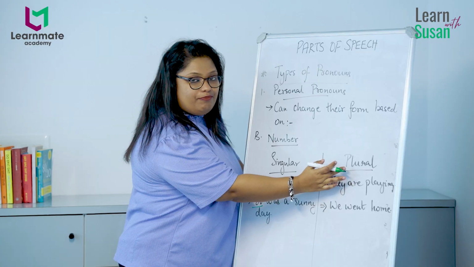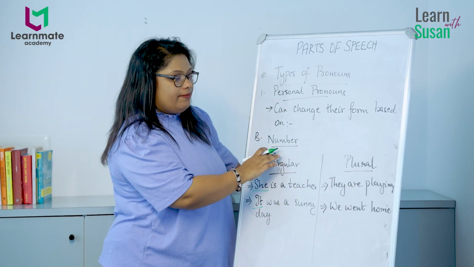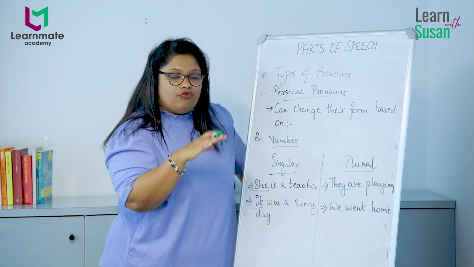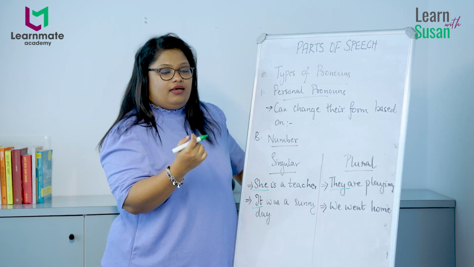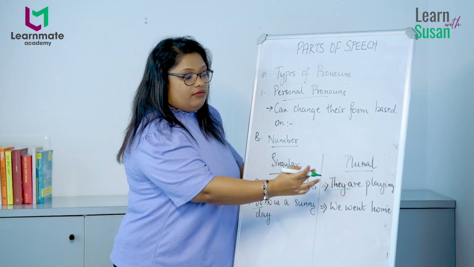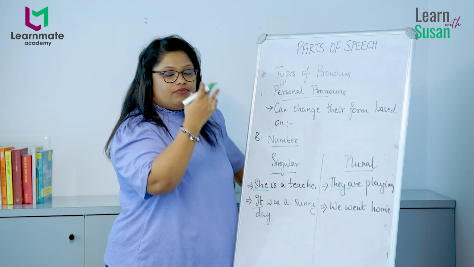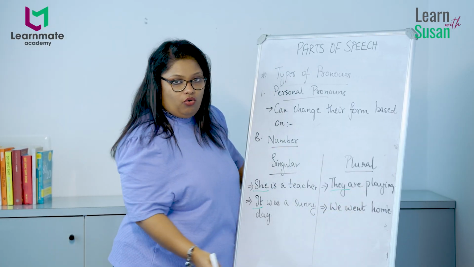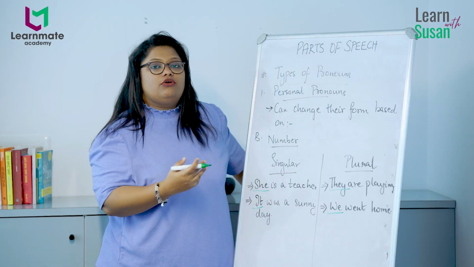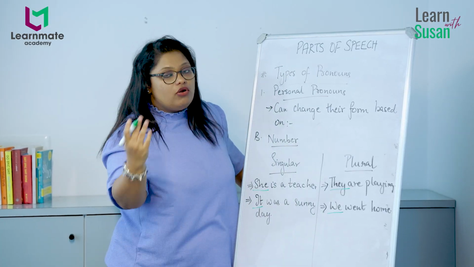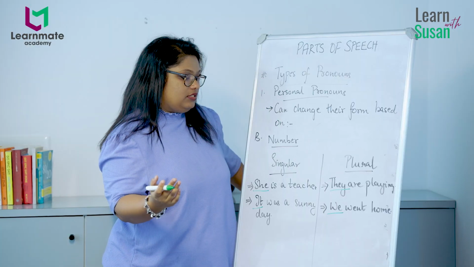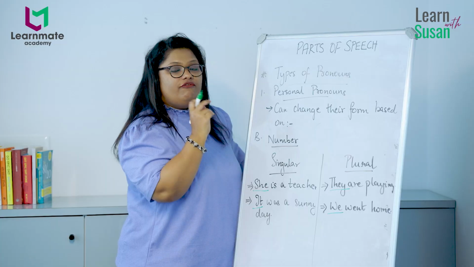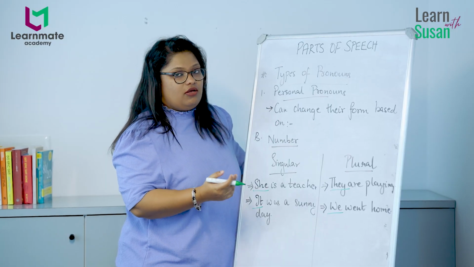Now coming to the plural aspect of number, they are playing. So I'm talking about a group of people who are playing, and I use the word they as my pronoun because we're talking about more than one person. We went home. So we're talking again about a group of people who have gone home after a movie or a concert. So according to singular or plural, the form of pronouns change accordingly.